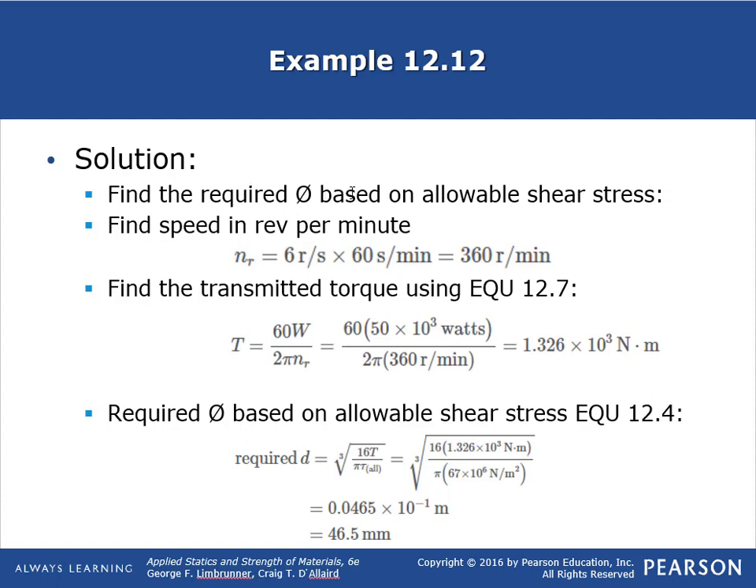Solution. Find the required diameter based on the allowable shear stress. The first thing we need to do is find the speed in revolutions per minute, RPM, so we take our revs per second and multiply by 60. Then we find the transmitted torque using equation 12.7, and we get a torque of 1.326 times 10 to the third newton meters. Then we find our required diameter based on the allowable shear stress using equation 12.4, and we get 46.5 millimeters.